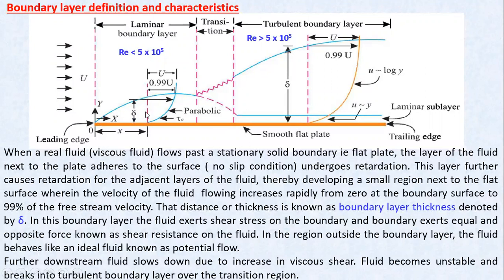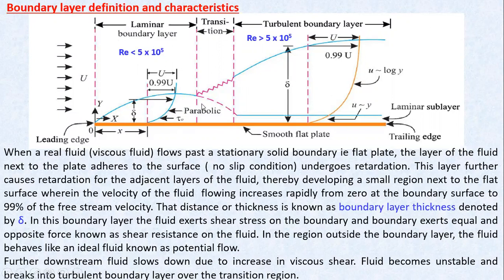So this thickness wherein the fluid velocity increases from 0 to 0.99 times the free stream velocity is known as boundary layer thickness, and that layer is known as boundary layer. And within this boundary layer, the viscous effect or the shear effect will be higher. Beyond this boundary layer, that effect will be almost nil and the fluid will behave almost like an ideal fluid, and that flow is known as potential flow.